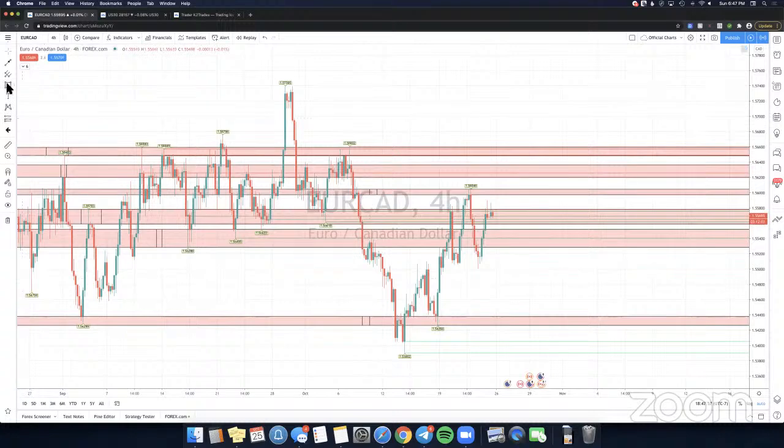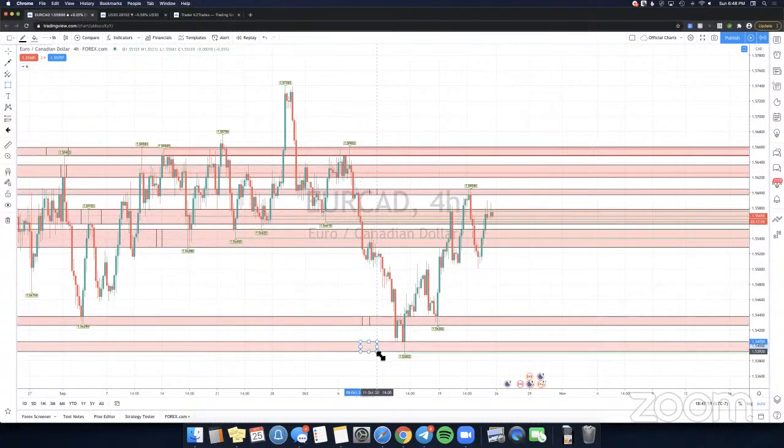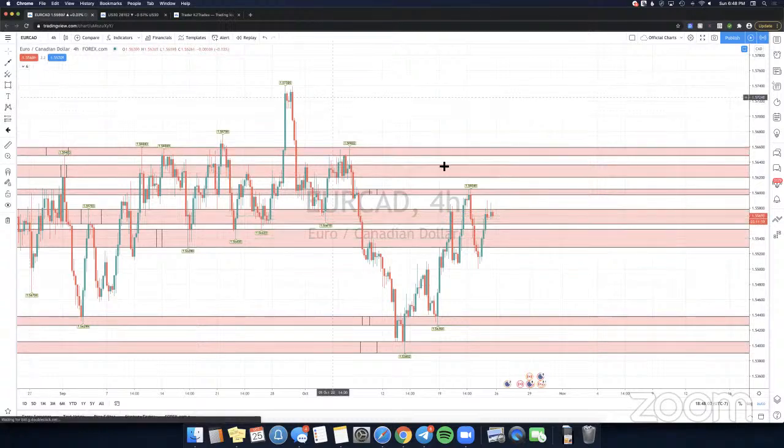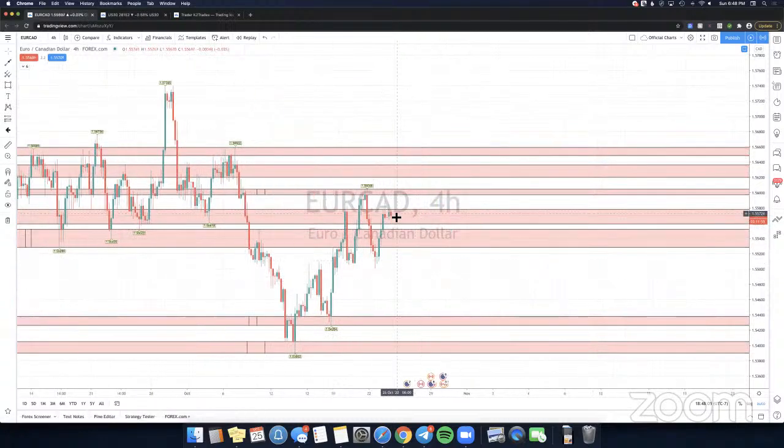All right, perfect. So we got all the zones here lined up for Euro CAD. I'm gonna turn off the indicator. The price is within this zone right here, so I'm just gonna give you guys this upper zone, which is 1.55973, and this lower zone right here is gonna be 1.55590.